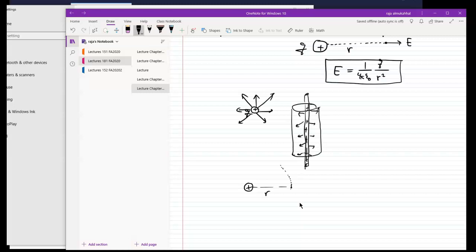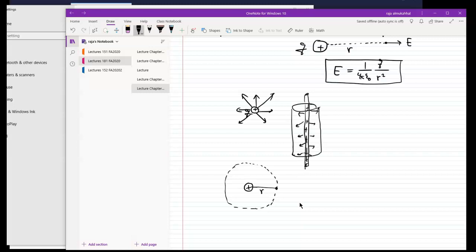Here it is. You know what? Let me do it the other way around. It's kind of hard to draw. Here is the Gaussian surface right here. And I'm trying to find the field at this point, at the distance r. See what I'm saying? There we go.